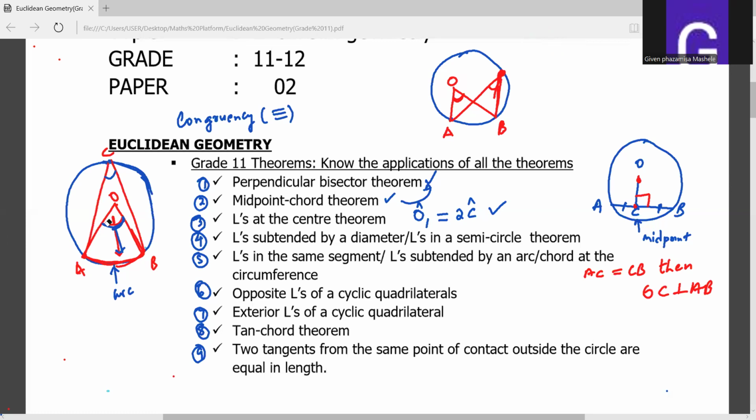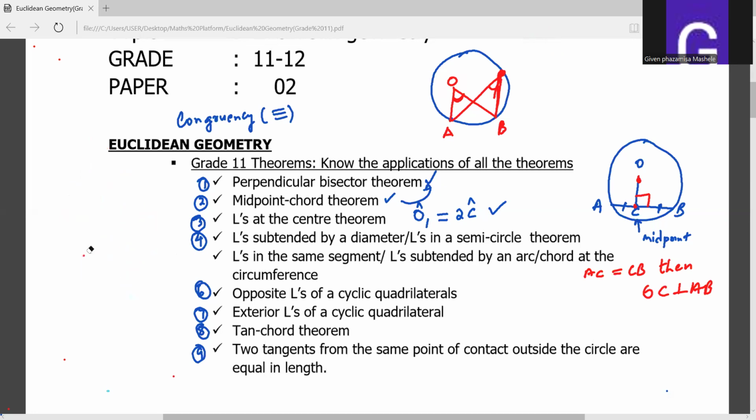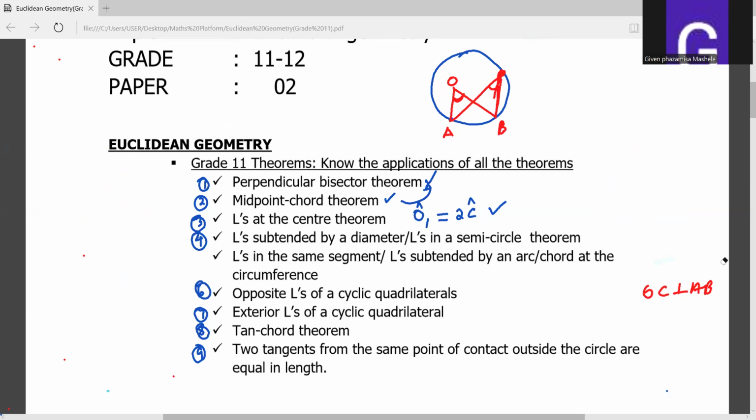So now let us move on. Angle at center, twice the angle at the circumference. It's very important. And guys, this is the easiest of them all. Euclidean geometry is one of the easiest because the proofs are not changing. But you need to make sure that you practice as many questions as possible.